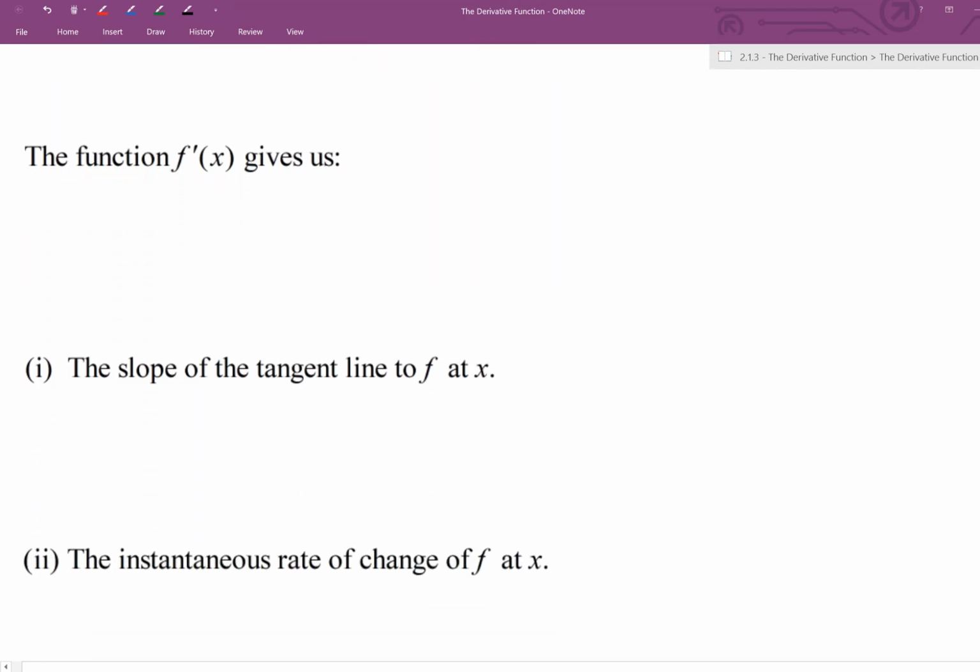Now, what does it give us? What's the interpretation? Well, clearly what we've been seeing is that it gives us the slope of the tangent line to the function f at the location x. Moreover, remember this word instantaneous rate of change, right? It also gives us that. It's equivalent to saying the slope of the tangent line. The slope of the tangent line to the function f at x is the same as telling us the instantaneous rate of change of f at x. Right? It's like a snapshot picture at that x. What's the rate of change? The instantaneous rate of change is the value of the function f prime at the location x.